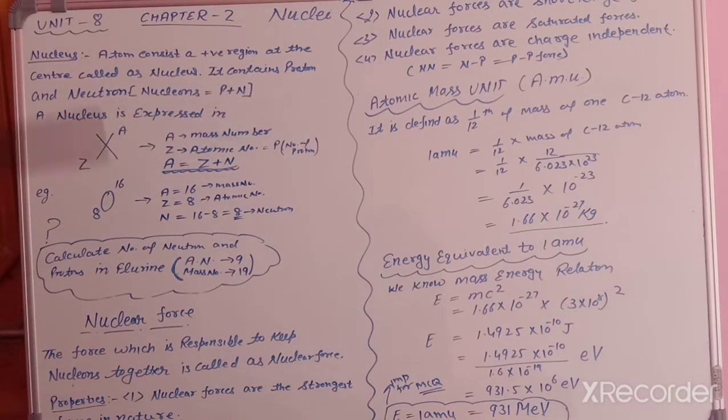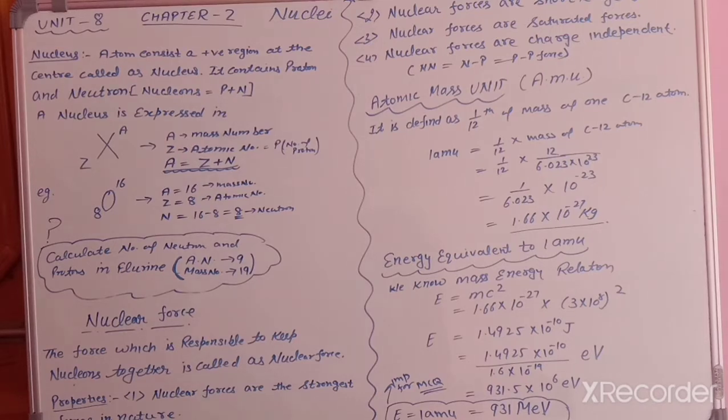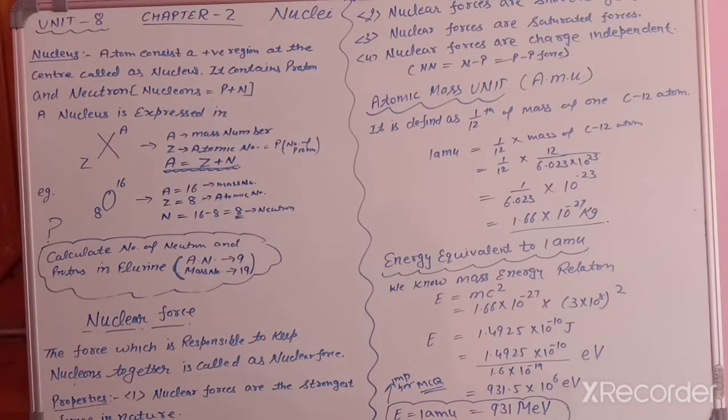So this is your nucleus, and the nucleus is always expressed in this form. Suppose X is any element, so A is written on the top right and Z is written on the bottom left. Here A is the mass number. Don't have the misconception that A means atomic number. No, capital A means mass number and capital Z means atomic number.